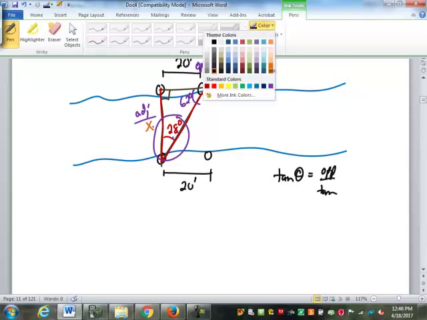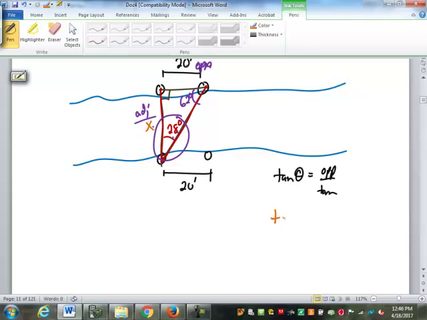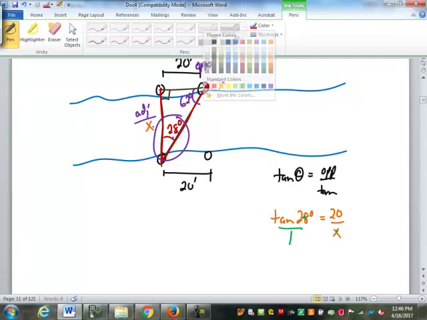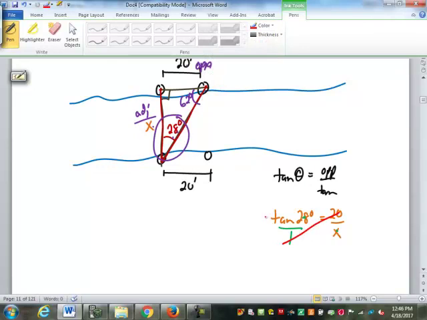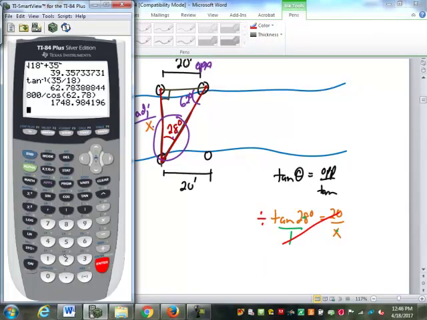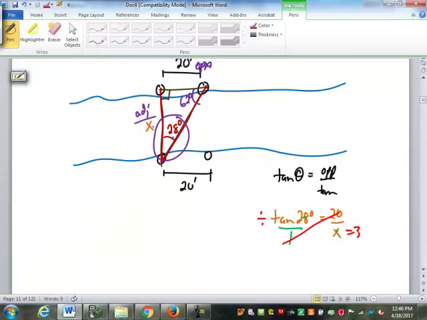So now we write out the definition of tangent, and we fill in what we know. We know the angle is 28 degrees. The opposite side we know is 20 feet. The adjacent side is what we're trying to find. That's x. Since I know the angle, and I'm trying to find one of the sides, I make it into a proportion. So cross multiply: 1 times 20 is 20, divided by tangent of 28. So 20 divided by tangent of 28, 37.61 feet.